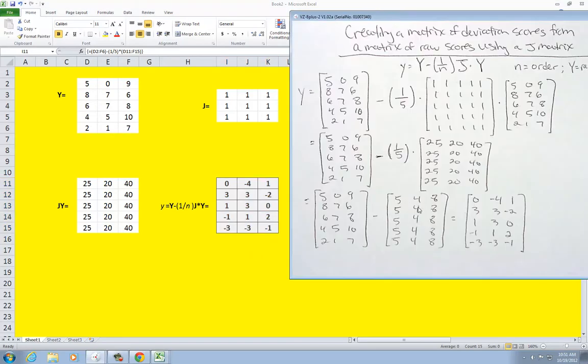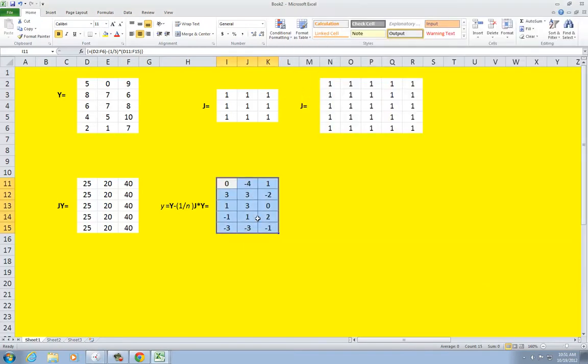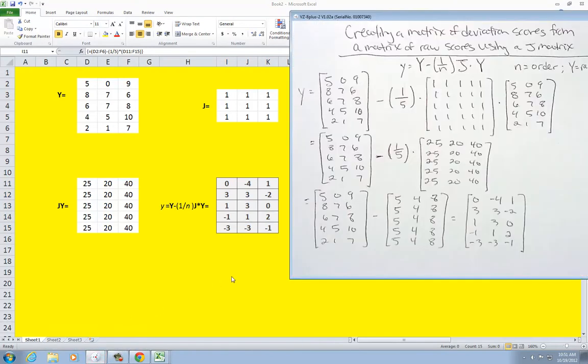And comparing that with what we did over here handwritten, we do get 0, negative 4, 1, 3, 3, negative 2, 1, 3, 0, negative 1, 1, 2, negative 3, negative 3, negative 1, which is correct. And that's how you use a J matrix to create a matrix of deviation scores from raw scores.